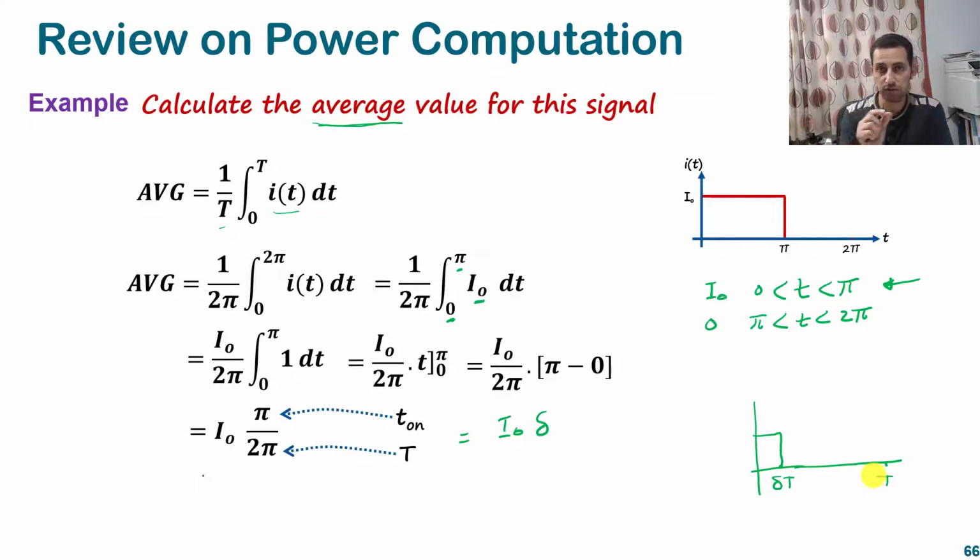So the on time is not all the time. It can be delta, it can be a quarter, it can be any fraction. So now it's a portion of the total period. This is the duty cycle, really, the on time, and this one is the total period. So I can get the general equation for the Rms value and average value, which is I naught delta for the average value and I naught square root of delta for the Rms value.